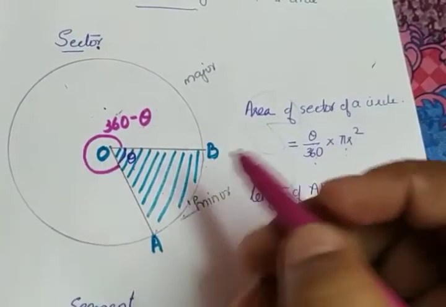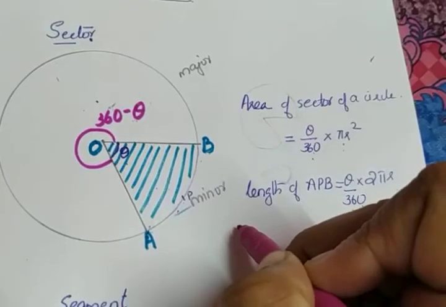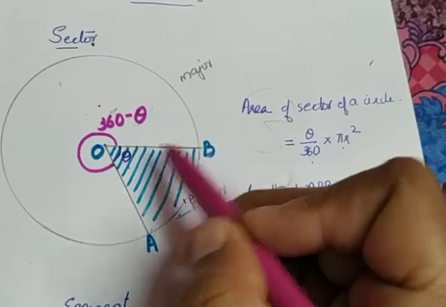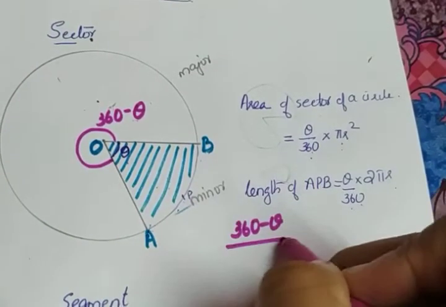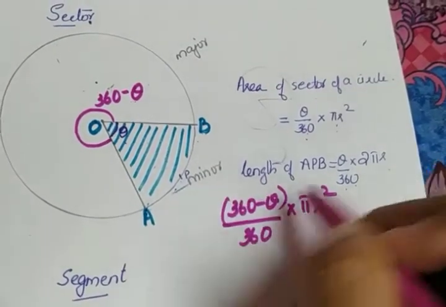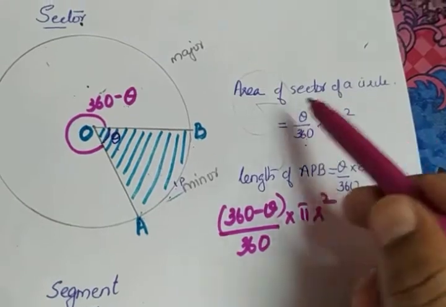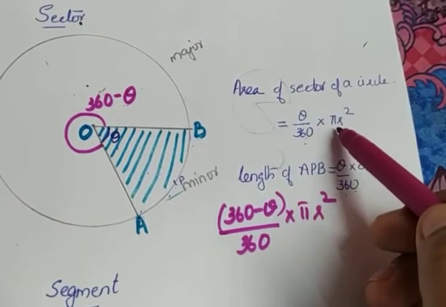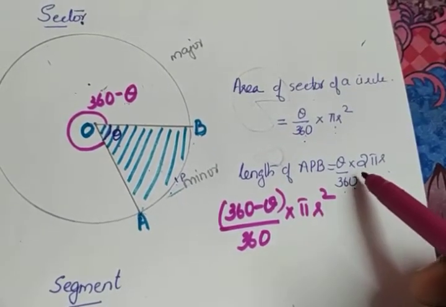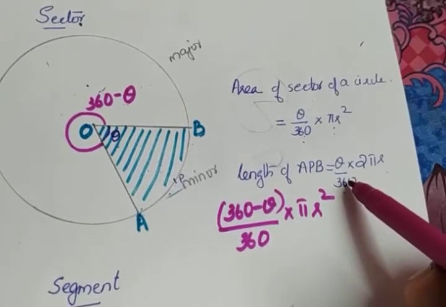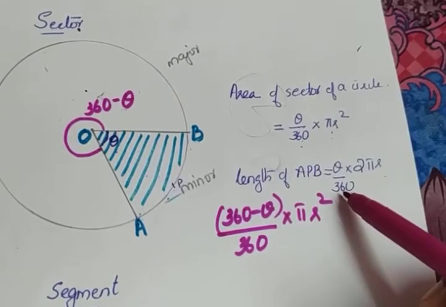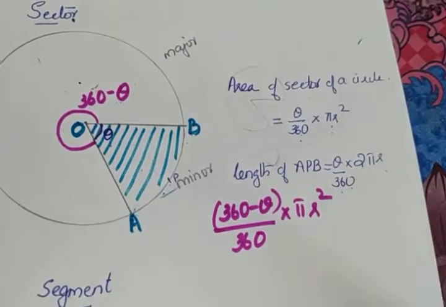So if I need to find the area of major segment in this case, I can write the formula as 360 minus theta, that is the angle formed by the two radii OA and OB for the major segment, divided by 360 into pi r square. So no need to memorize both formulas, just memorize this formula. Area of a sector of a circle is pi r square multiplied by theta by 360, and the length of the arc is 2 pi r multiplied by theta by 360.